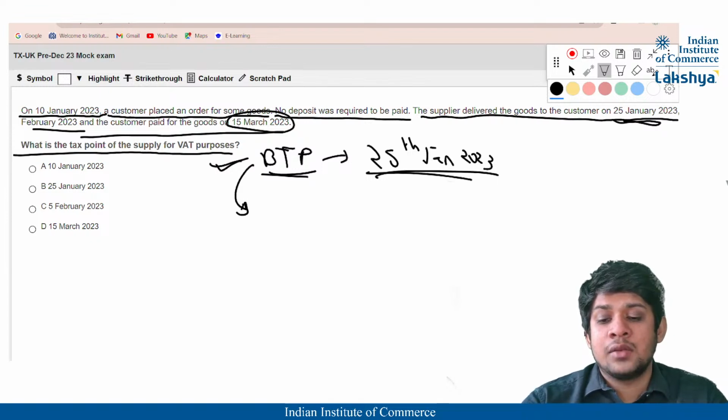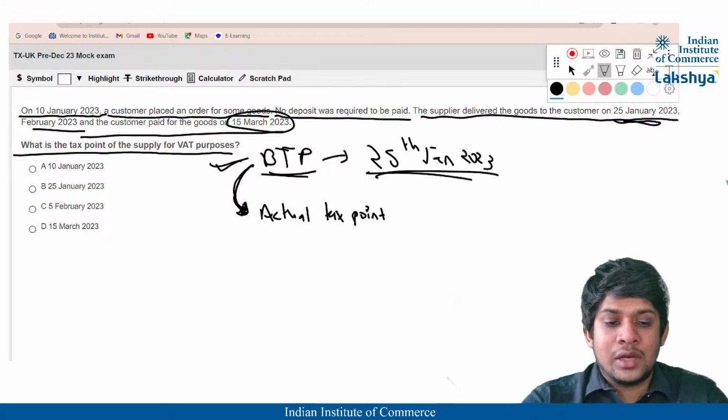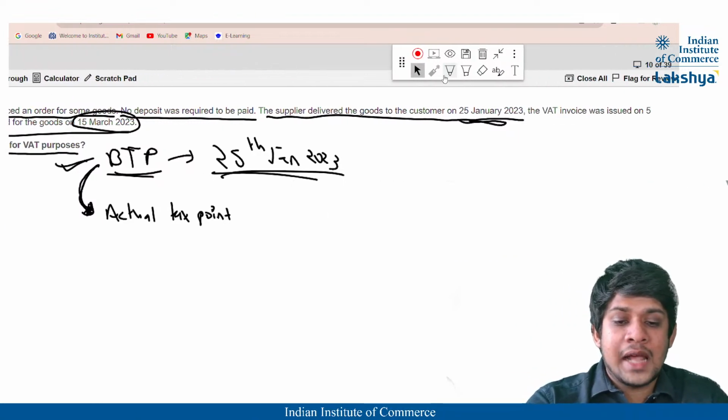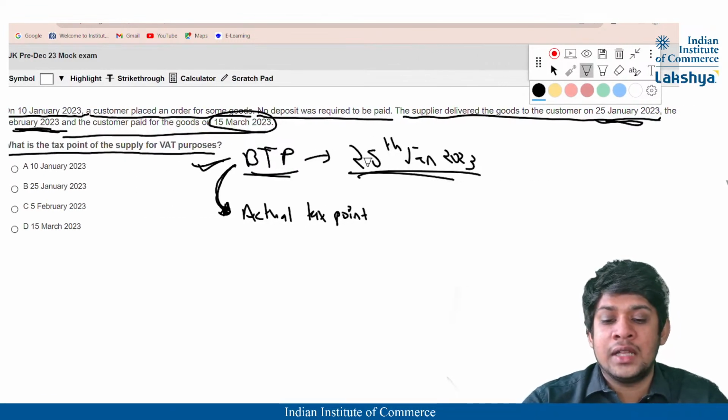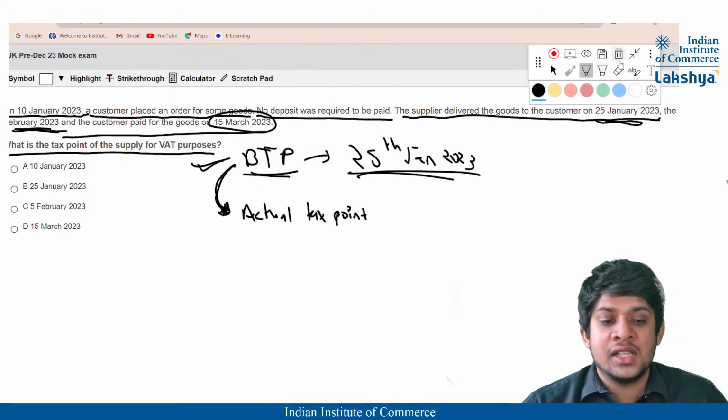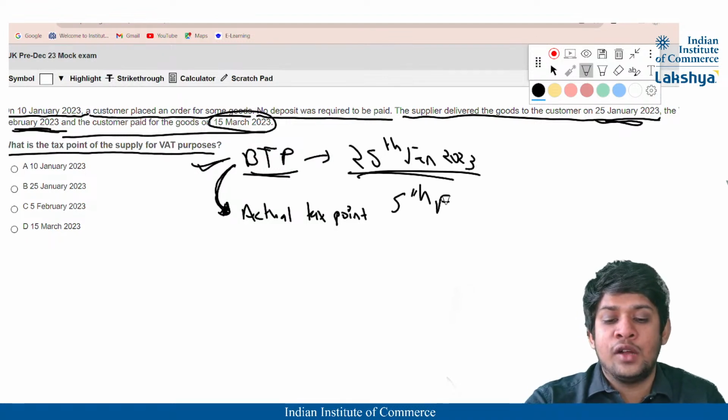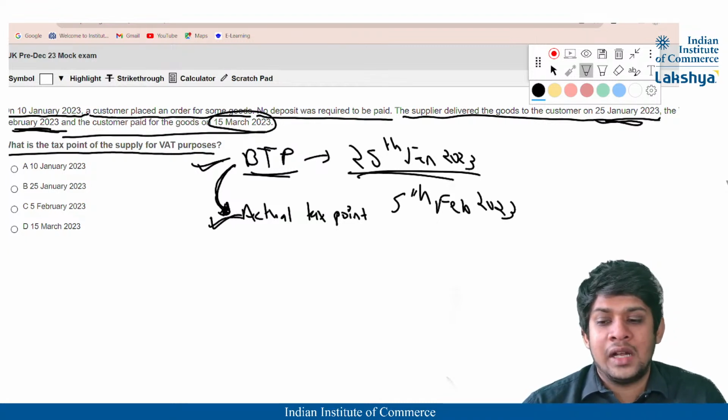But if the customer has paid for it, or maybe you've raised an invoice for it within a period of 14 days from the basic tax point, then in such a case, that will be your actual tax point. Okay, you have to identify the actual tax point then. So here, as you can see, the tax invoice was issued on 5th February 2023. That means from 25th January, 11 days later, on 5th February 2023, the invoice has been raised. So within a period of 14 days it is. So that means technically my answer will be 5th February 2023.